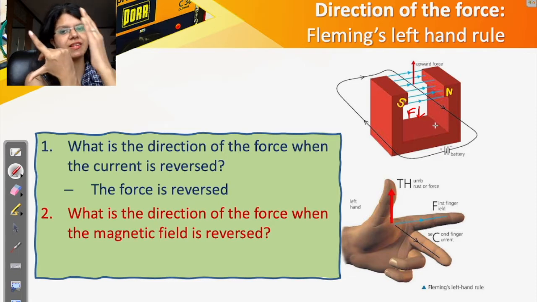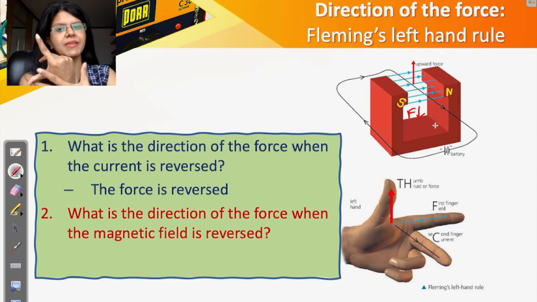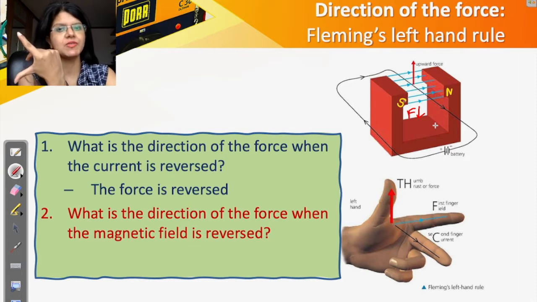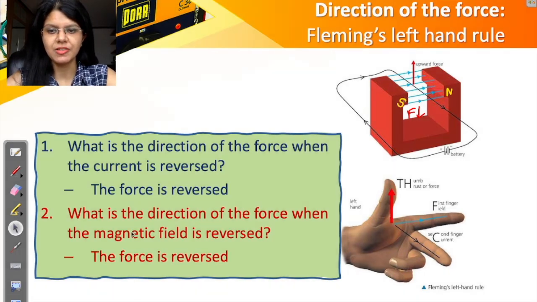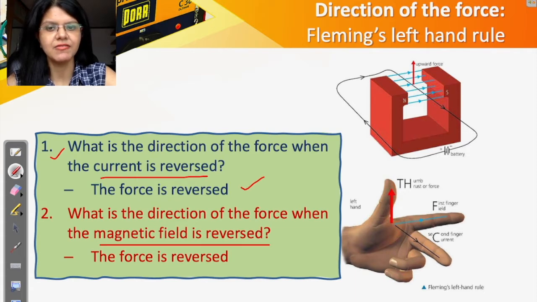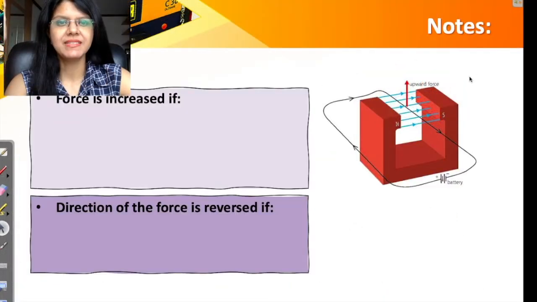Please do remember, because of the lateral inversion, my finger orientation might not be exactly what you see. What I am doing is not exactly what you see. But you should be using the Fleming's left hand rule correctly, and you should get to see that the force is actually reversed, right? So what do we understand from these two particular questions here? That whenever the current is reversed, or whenever the magnetic field is reversed, the force is reversed. All right.